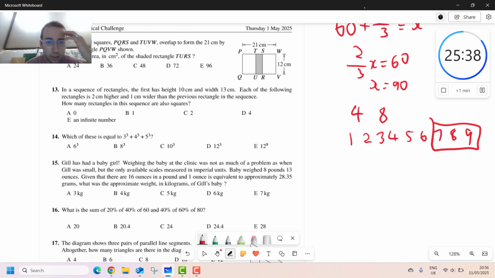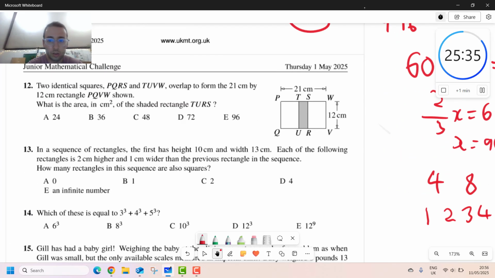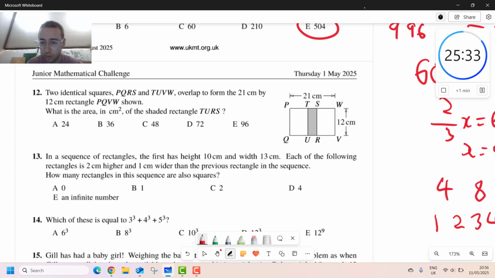Okay, 2 identical squares overlap. 12 times, okay, so that should be 24. So there's a 3 overlap. 3, 9, and 9. So 3 times 12 is 36.